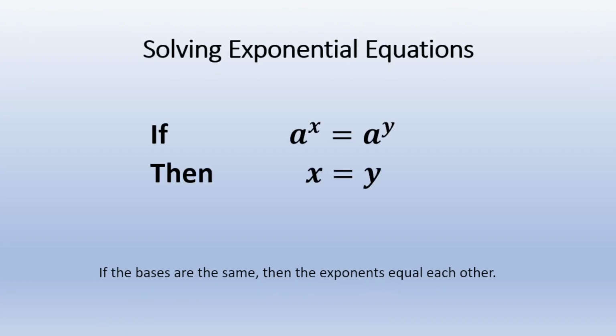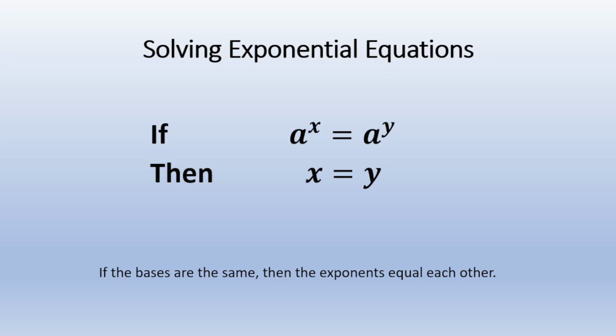When it comes to solving exponential equations and solving many other types of equations in general, there's always an underlying property involved in the process of solving the equations. In this case, we're going to use the following property. If a to the x power equals a to the y power, then x is equal to y. If the bases are the same, then the exponents are going to be equal to each other.